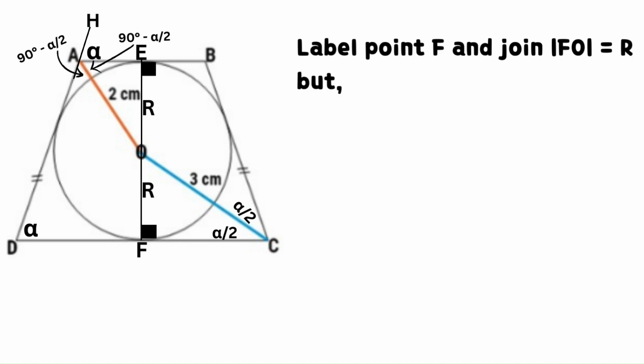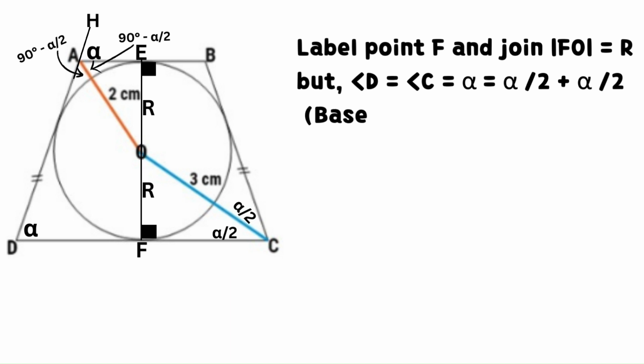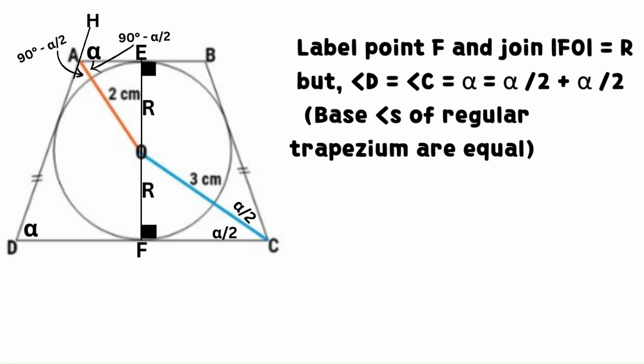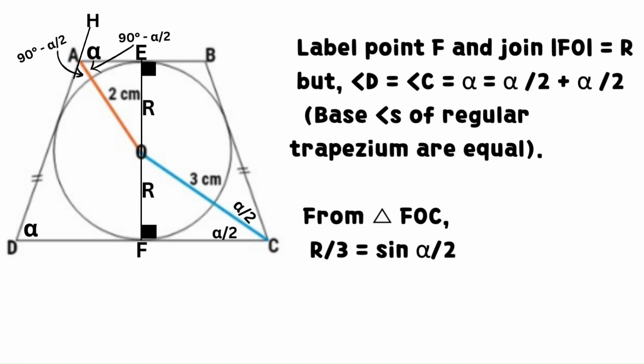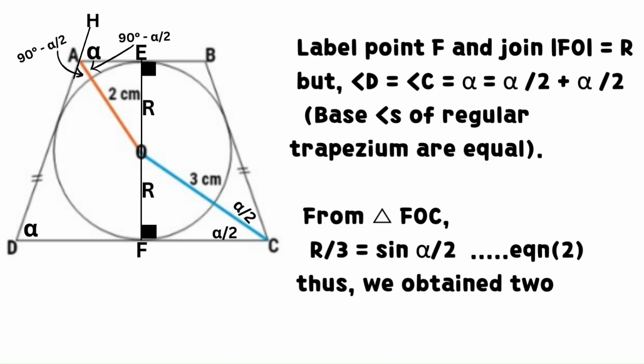Label point F and join FO, which equals r. But angle D equals angle C, which equals alpha, and alpha equals the sum of half of alpha and half of alpha. It is because base angles of an isosceles trapezium are equal. From triangle FOC, 1/3 of r equals sine of half of alpha. We call it equation 2.